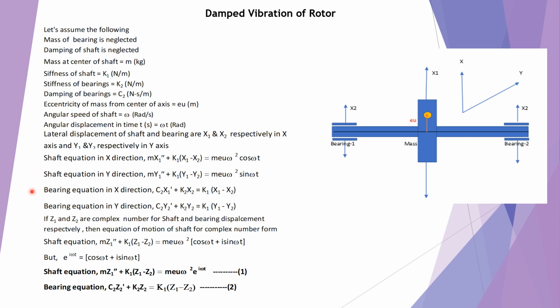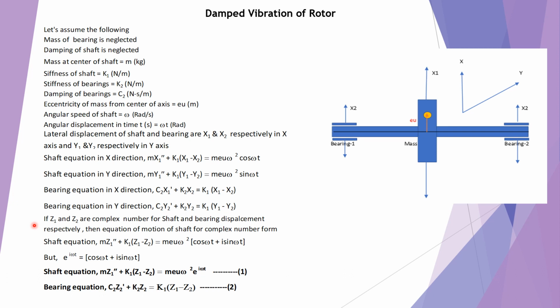Bearing equation in the x direction: c2 x2 dot plus k2 x2 is equal to k1 into (x1 minus x2). Similarly, for the y direction, the bearing equation can be written as c2 y2 dot plus k2 y2 is equal to k1 into (y1 minus y2).